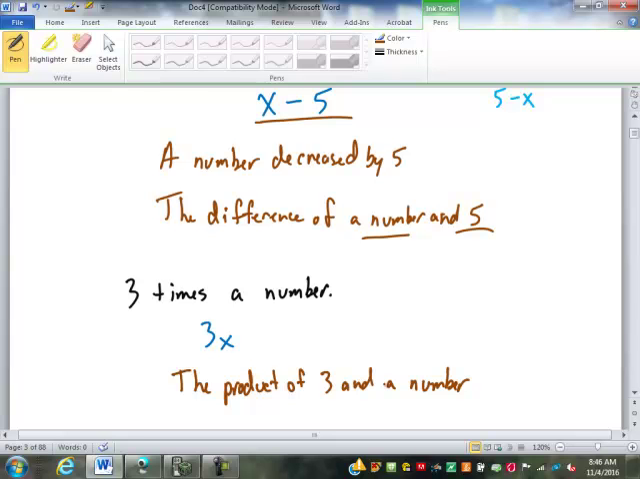Notice when we multiply or when we add, the order doesn't matter. You can switch the orders because 3 plus 5 is the same as 5 plus 3. 3 times 5 is the same as 5 times 3. When we subtract, you can't do that. The order does matter. So you have to pay special attention to the order when you subtract and also when you divide.